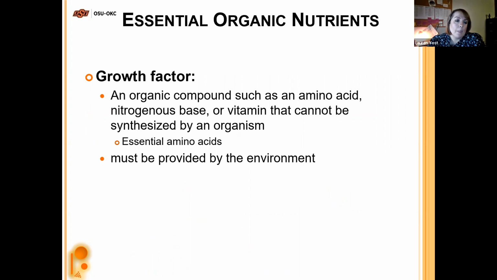Growth factor, and this is an important thing to know, is any organic compound, such as an amino acid, a nitrogenous base, or a vitamin that cannot be synthesized by the organism. So you have to have it in your diet. These are things like essential amino acids. You need it in order to build your proteins, but your body can't make it. You don't have the equipment. You don't have the proteins to make it. So you'll have to get it from your environment somehow.